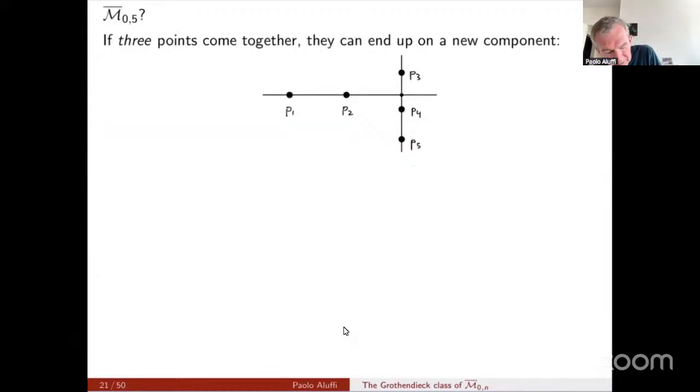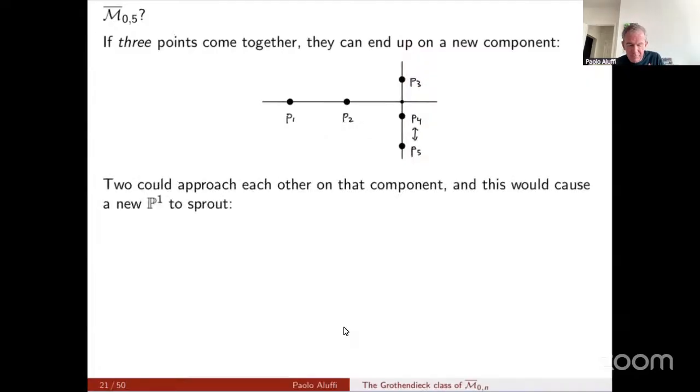Well, what if you are in M05 and you want to have points come together? It might happen that 3 points come together. And then P1 would duly sprout another component, and those 3 points would end up in that component. And now there is a little problem, because here I have 4 points on P1. So the situation is not rigid. These points could move and could try to collide with one another. Now, if they approach each other on that component, well, the tree will just sprout another branch. You see, you get trees by doing this. Every time that points try to come together, you have to produce a new branch of your tree.